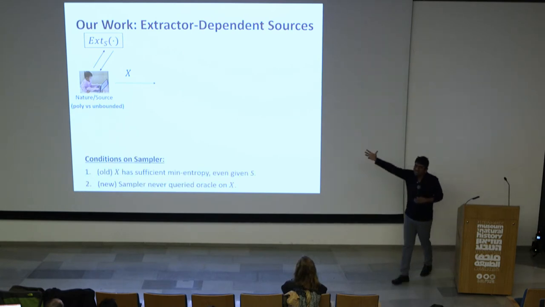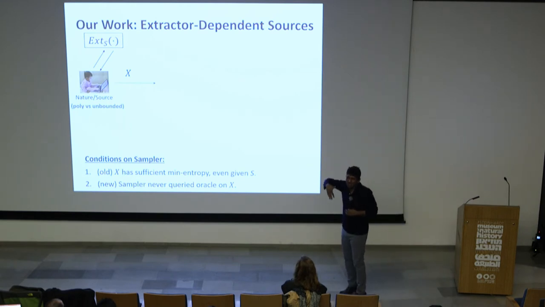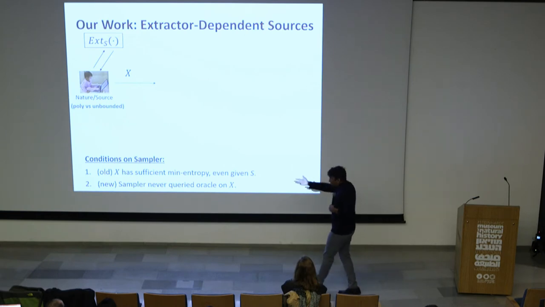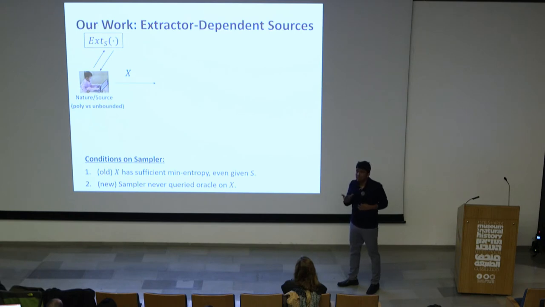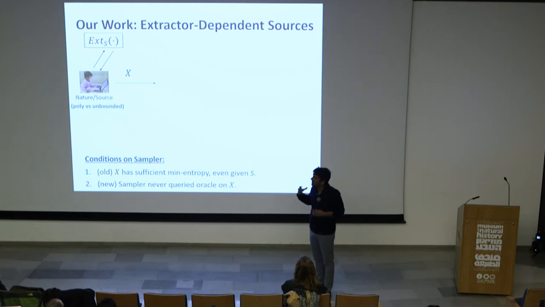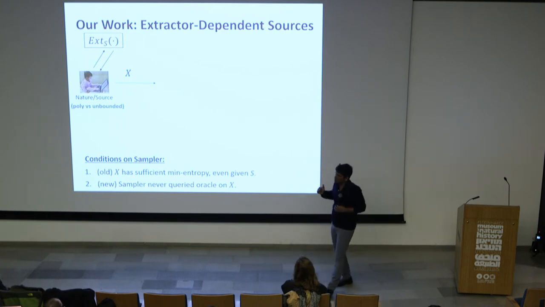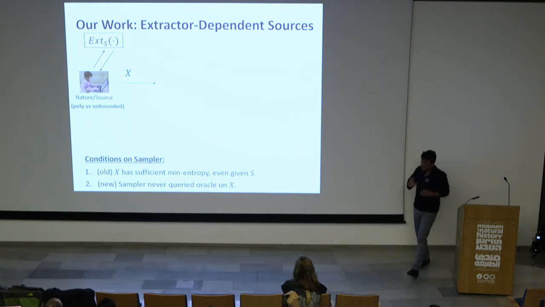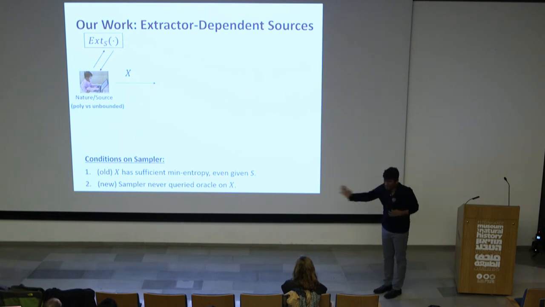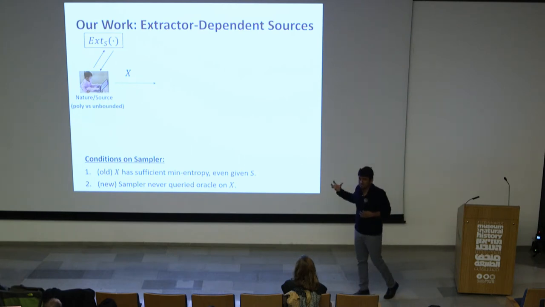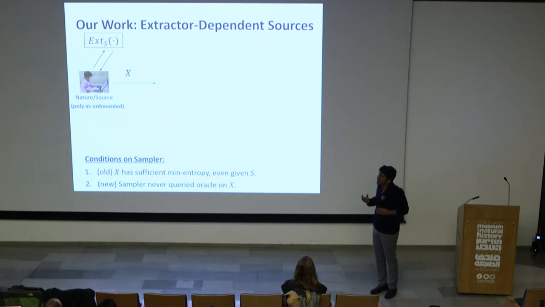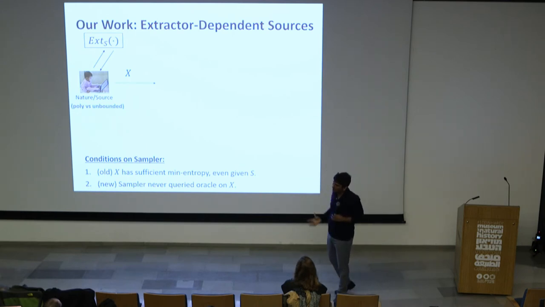I can't work with arbitrary such sources, and you couldn't work with arbitrary such sources in the randomness extraction literature either. The minimal condition is that the output X has enough min entropy, in fact, min entropy even conditioned on the seed. That's the first condition I want. The second condition is that X is not something that the sampler previously queried, because if it did, this sort of notion would be impossible. So two conditions. One, the output of the source has enough min entropy. That's the usual condition. And the new thing in the oracle setting is that we want the output of the sampler to be fresh, at the very least, not something that the sampler queried beforehand.